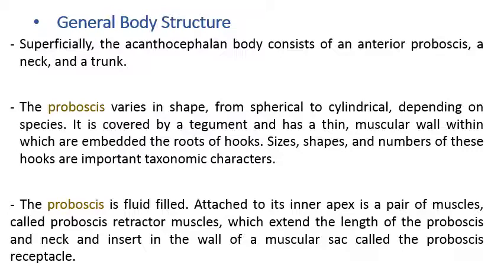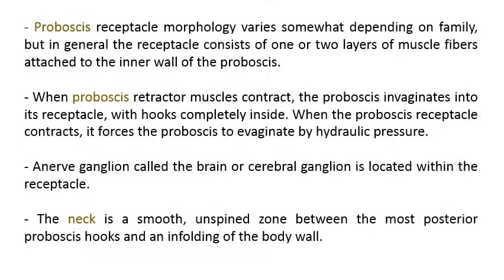The proboscis is fluid-filled. Attached to its inner apex is a pair of muscles called proboscis retractor muscles, which extend the length of the proboscis and the neck and insert in the wall of a muscular sac called the proboscis receptacle. Proboscis receptacle morphology varies somewhat depending on family, but in general, the receptacle consists of one or two layers of muscle fibers attached to the inner wall of the proboscis.